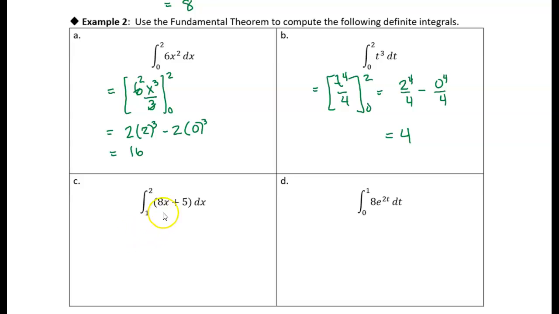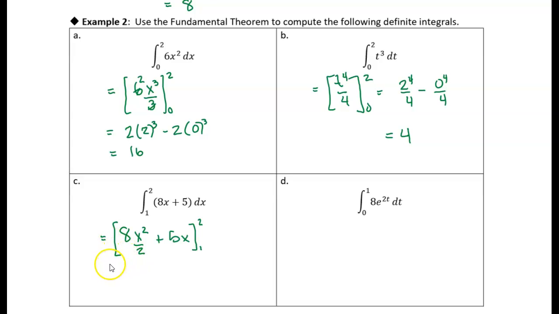Okay, so this next one, we want to find the antiderivative of 8x plus 5. Okay, so we've got 8. The antiderivative of x is x squared over 2. And the antiderivative of 5 is going to be 5x. And then I just want to evaluate that between the limits of integration, so from 1 to 2.